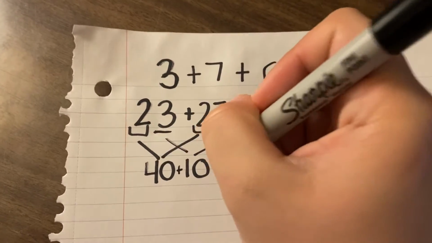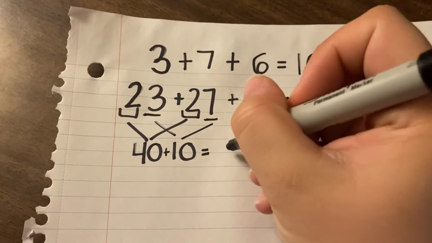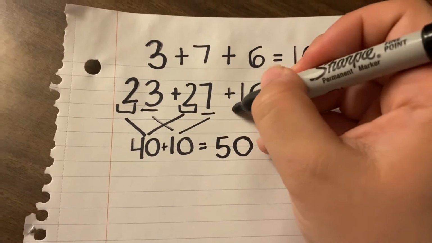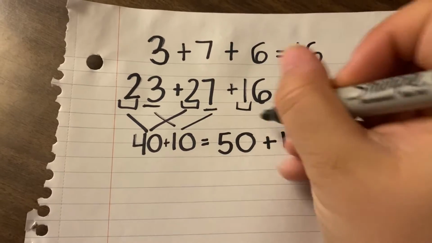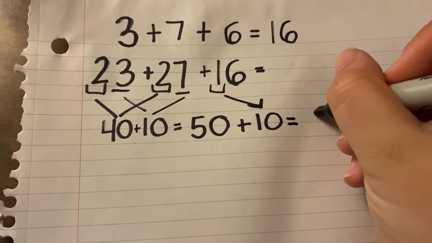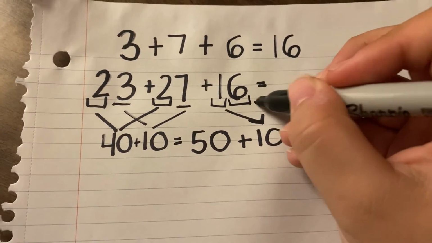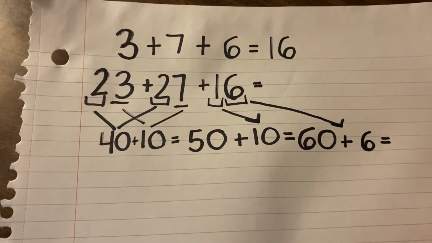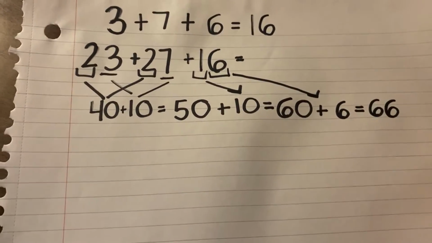What is 40 plus 10? What does that equal? 50. Now I still have to take care of this 10 over here. So I have 50 plus another 10. What does that equal? 60. And I have 60 plus my ones, my 6 ones. What does that equal? 66. So this is the strategy I used to solve it.